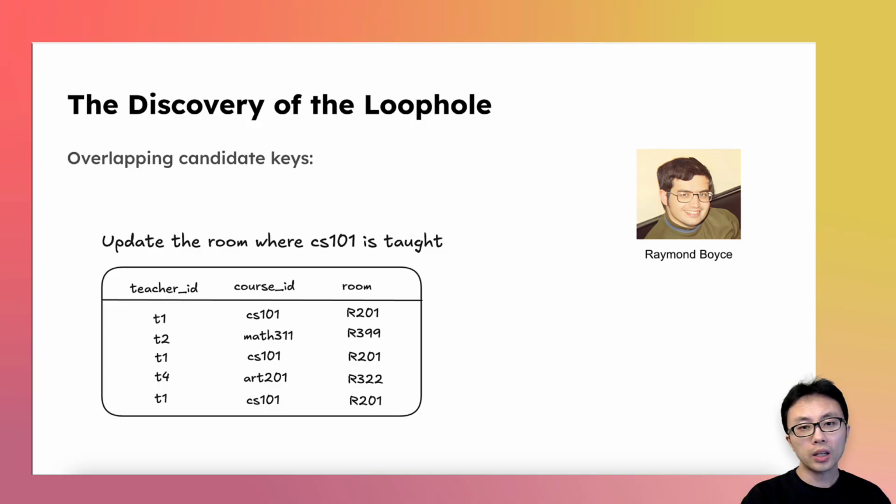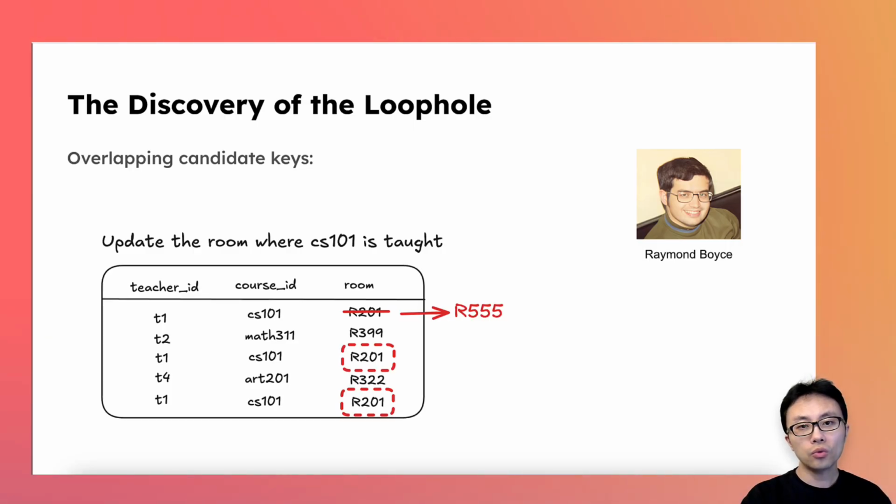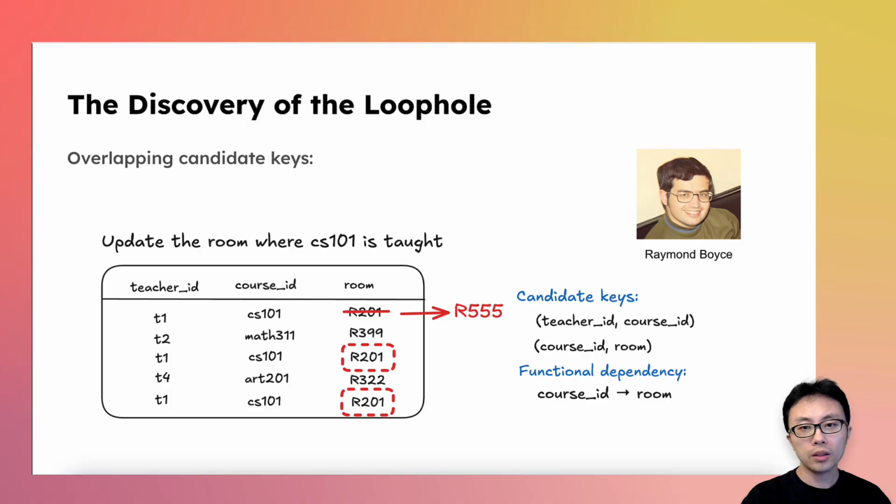However, if the table is populated, and you ever try to perform an update, such as updating the room where CS101 is taught, you need to remember to find all the rows where course ID is CS101 and then update all their rooms. Otherwise, you will have an update anomaly. Remember, the functional dependency between course ID and room asks you to do so.